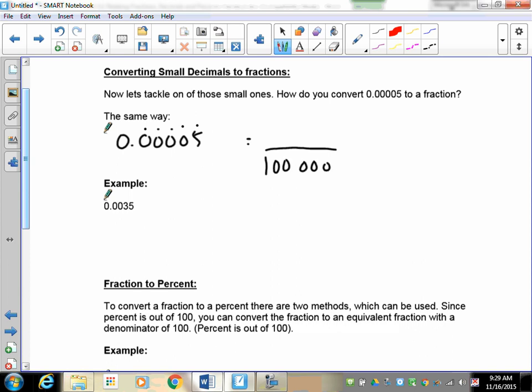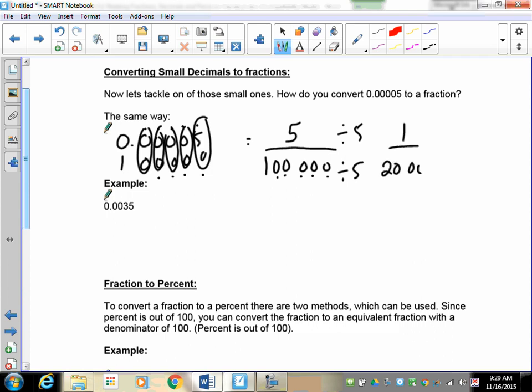Another way to do it would be this. Notice you put a 0 for every digit after the decimal place. So notice 1, 2, 3, 4, 5 digits after the decimal, and over here I had 1, 2, 3, 4, 5 zeros. So both methods will work. Now take the decimal portion, or up top, the digit, which is the 5, and you put it on top. Now obviously anything that ends with a 5 or a 0 is divisible by 5, so we can divide this by 5 and divide this by 5, and you will get 1 over 20,000.